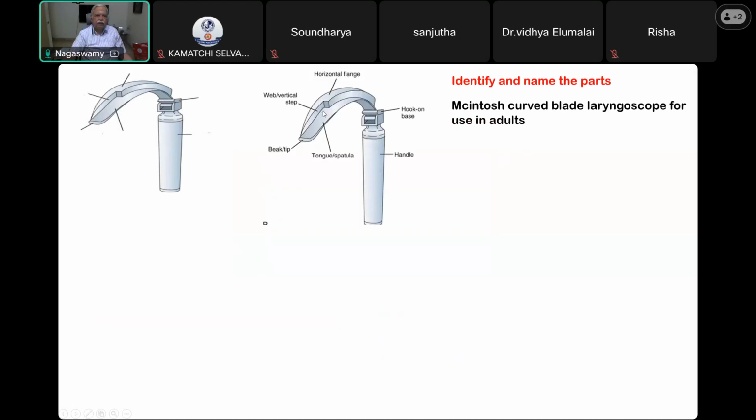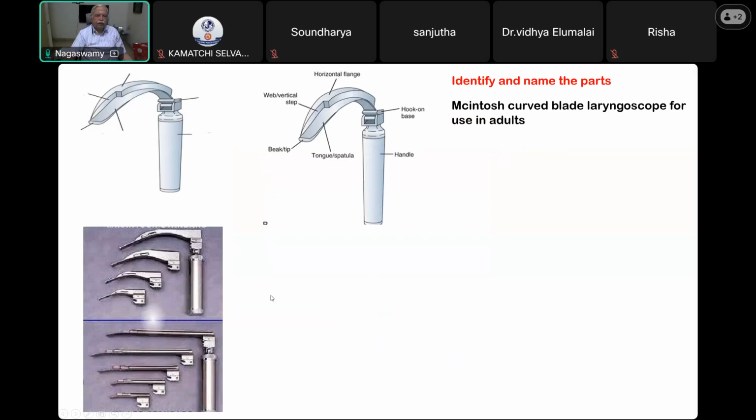And this is the vertical step, the height that is rising from that. This is the tongue blade or spatula. This is the hook on base. This is the handle. These are all various varieties or sizes of curved blade as well as straight blade.